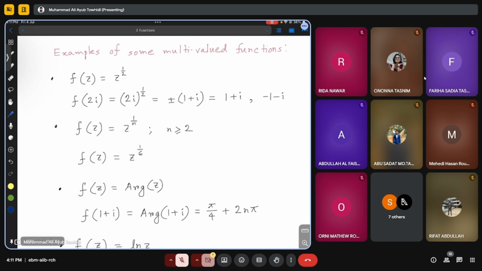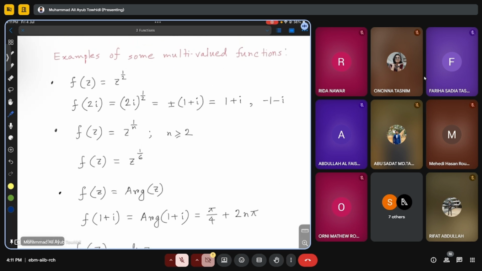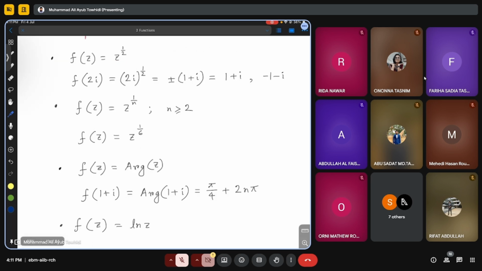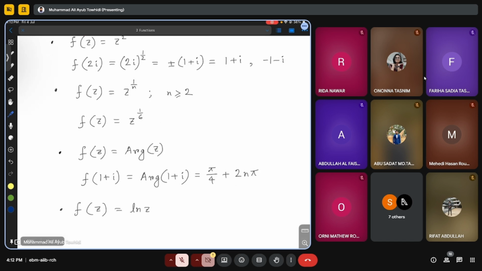Here is the list of some examples of multivalued functions. So z to the power half, similarly 1 by 3, 1 by 4, or in general we can say z to the power 1 by n. That will be a multivalued function. For example, 1 by 6 or 1 by 7, any integer value. Argument is a multivalued function.